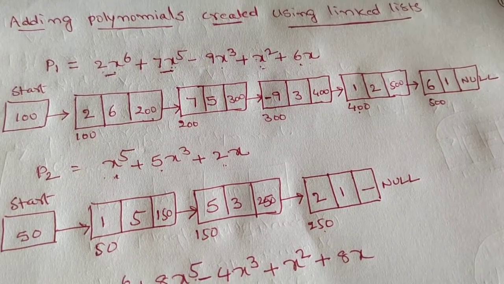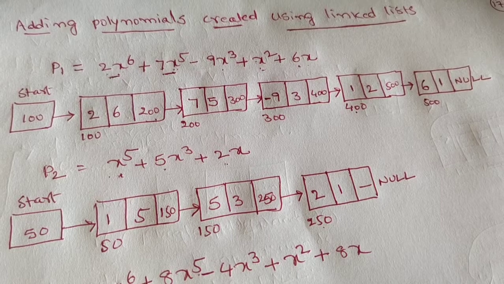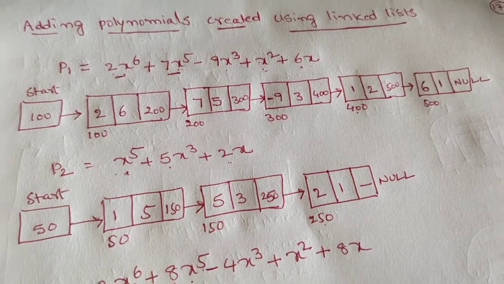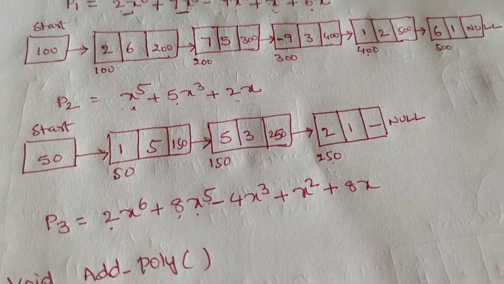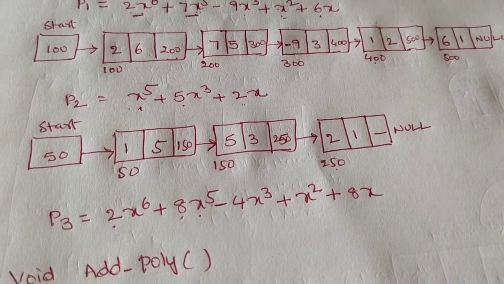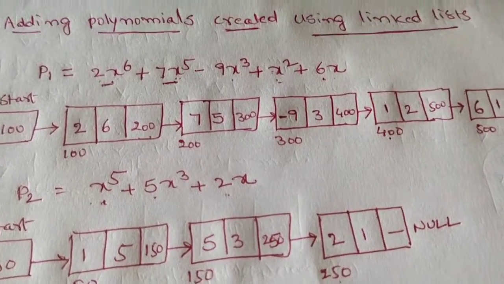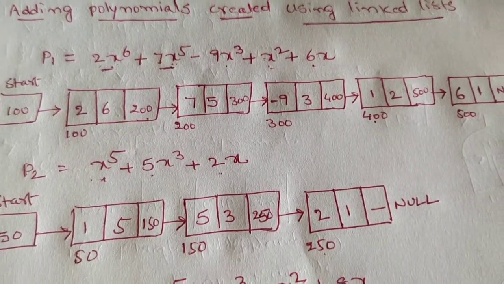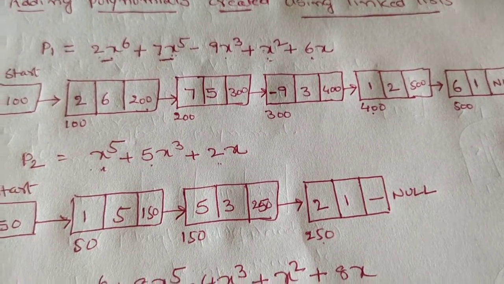The next term in the P1 polynomial is minus 9x to the power of 3. We check for any x to the power of 3 term in the second polynomial. In the second polynomial there is a 5x to the power of 3. In the first polynomial it is minus 9x to the power of 3. By adding these two, we get minus 4x to the power of 3.